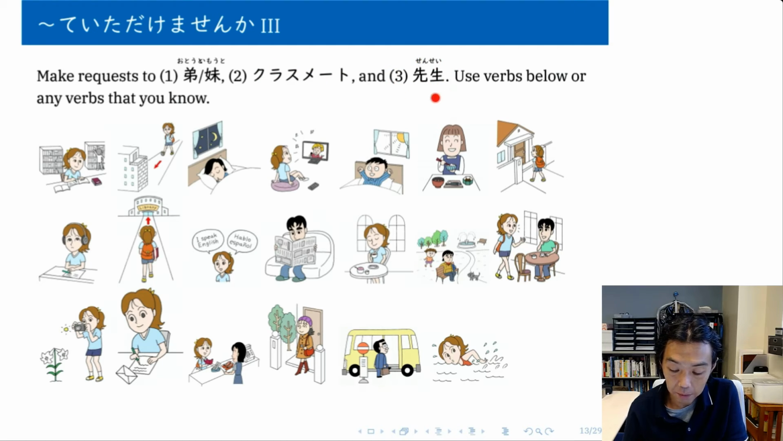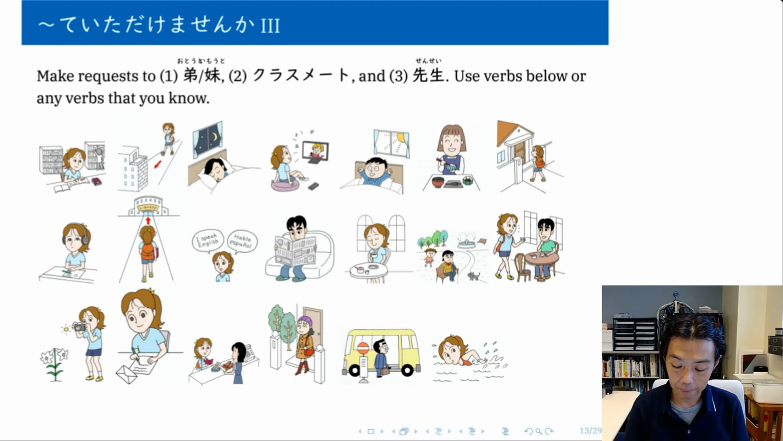Okay. So let's start with classmate. How do you say this? Let's write it. So, 弟 is くれない. クラスメート is くれませんか. 先生 is いただけませんか. So, if you're asking a classmate to do this, you say 寝てくれませんか? If you're asking 弟 or 妹, 寝てくれない? And if it's 先生, you say 寝ていただけませんか?